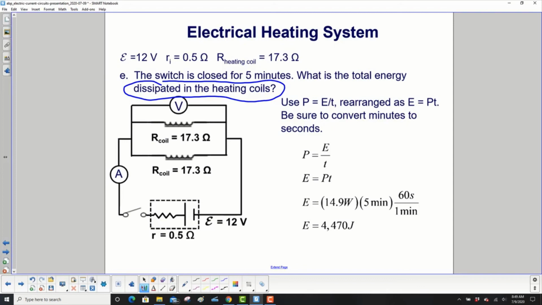So now our equation, power is energy over time. We want to find the total amount of energy, so that's power times time. Here's our power. We have 5 minutes, but can't use 5 minutes, have to convert that to seconds. 1 minute is 60 seconds, and we get 4,470 joules.